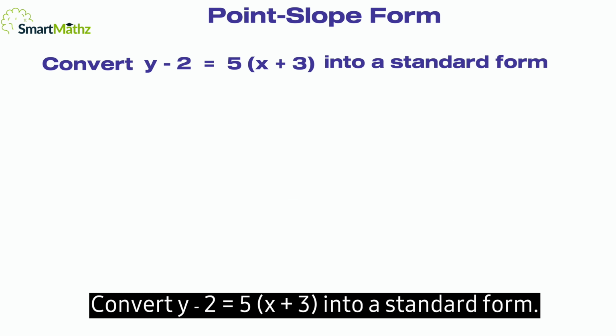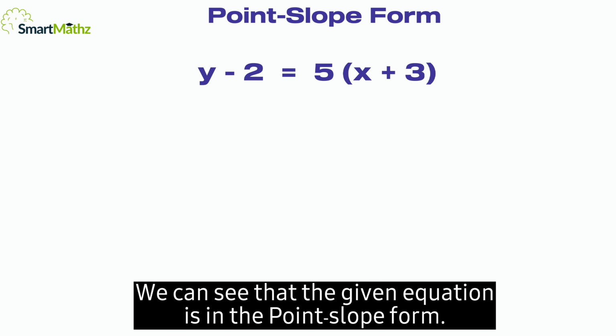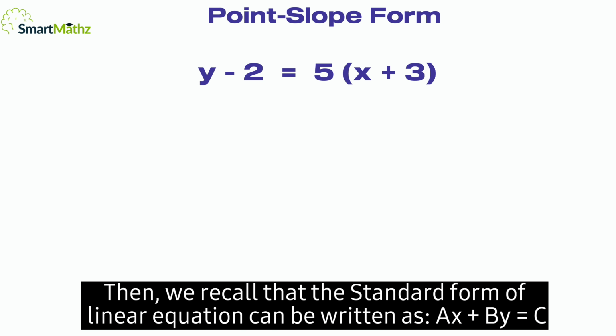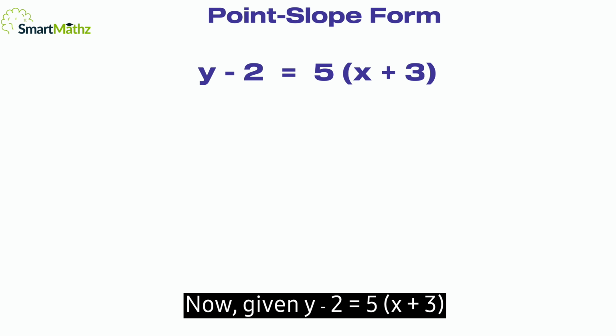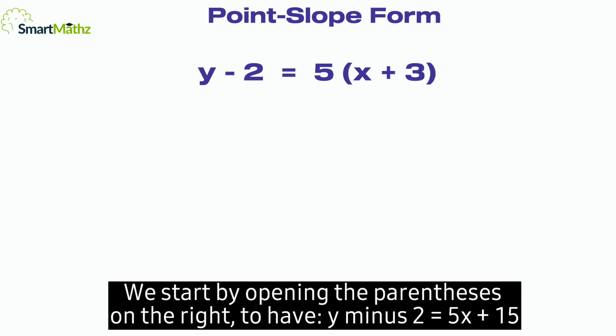Convert y minus 2 equals 5 times x plus 3 into a standard form. We can see that the given equation is in the point-slope form. Then, we recall that the standard form of linear equation can be written as ax plus by equals c. Now, given y minus 2 equals 5 times x plus 3, we start by opening the parentheses on the right to have y minus 2 equals 5x plus 15.